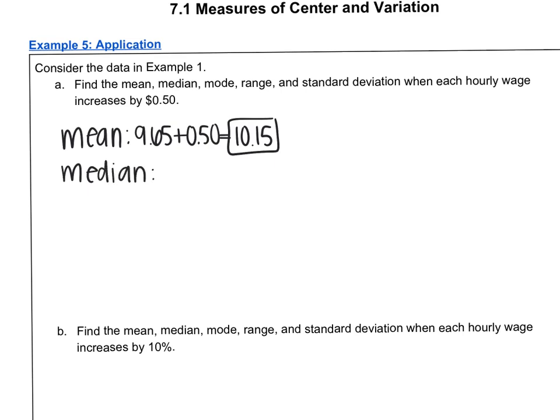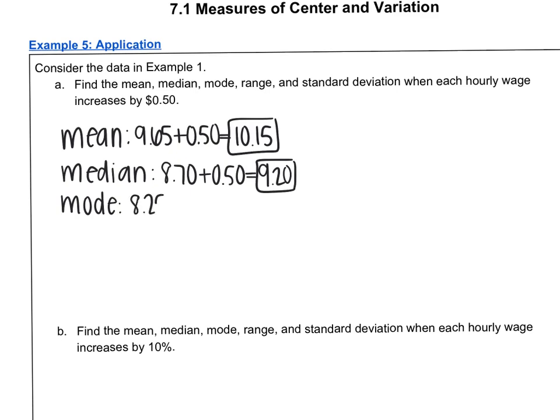I can take the median we found, I can add 50 cents. I can take the mode we found, I can add 50 cents. So the median that we found was $8.70. I'll add 50 cents and I'll get $9.20. I can take the mode we found, which was $8.25.